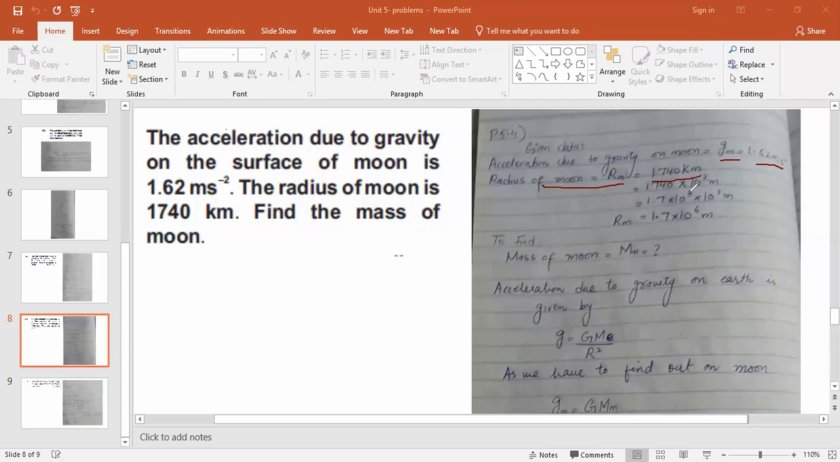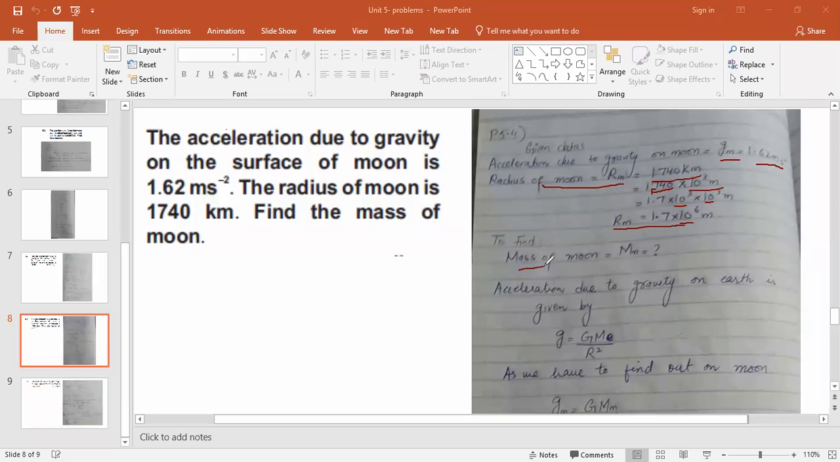Here kilo is 10 raised to power 3 meter, and 1740, if we just shift the point over here, we again get the same 10 raised to power 3. This 10 raised to power 3 and then this 10 raised to power 3 give us 10 raised to power 6, because you know that when bases are same, powers will be added. So Rm is equal to 1.74 into 10 raised to power 6 meter.